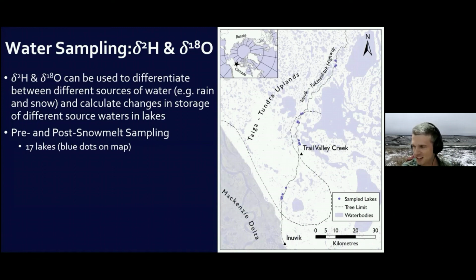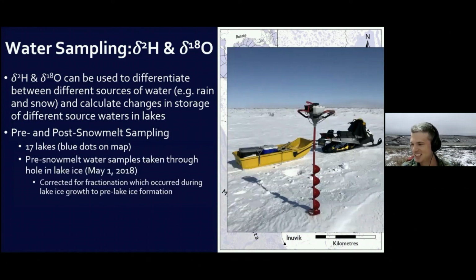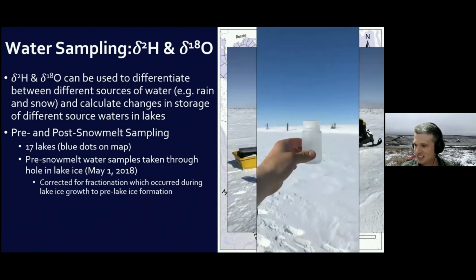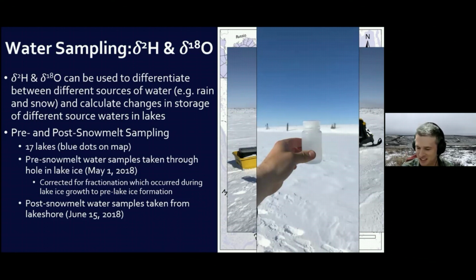So we set out on our snowmobiles and we sampled 17 lakes between Nunavik and Tuktoyaktuk before the snowmelt occurred. We just drilled through the lake ice with an auger and took a water sample. We did have to correct for fractionation from the water into the lake ice because the heavy isotopes tend to go into the ice. I won't show that here, but we were able to correct for it quite accurately, it seemed. And then we went after the snowmelt had occurred and the lakes had become ice-free, and we took water samples again just from the edge of the lake, accessing them via the highway.